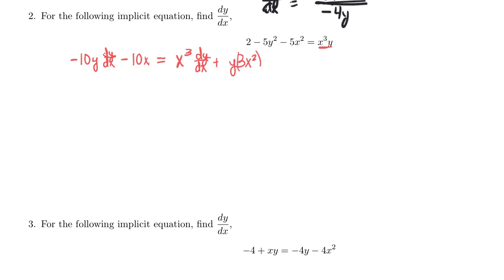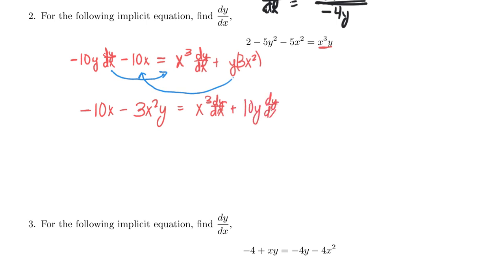And now the general strategy for solving for dy dx is to get the dy dx's on one side and the non-dy dx's on the other side. So I'm going to move this to the right, and this term that doesn't have a dy dx to the left. So my next step is going to be negative 10x minus 3x squared y equals x cubed dy dx plus 10y dy dx. And if you move things to the opposite sides, that's fine. The important thing is the dy dx's are on the same side, so I can factor them out to the front of that expression.